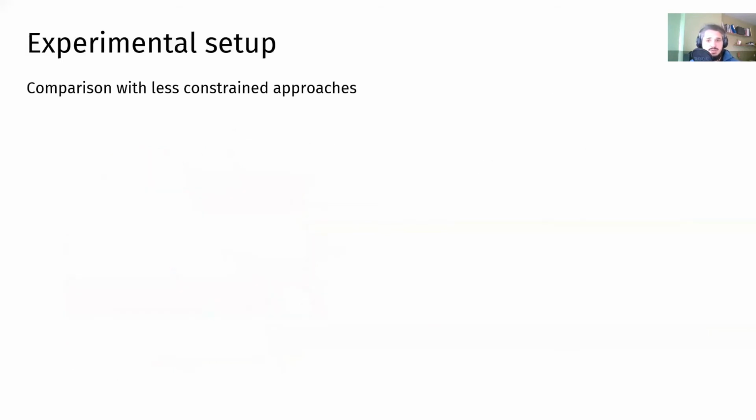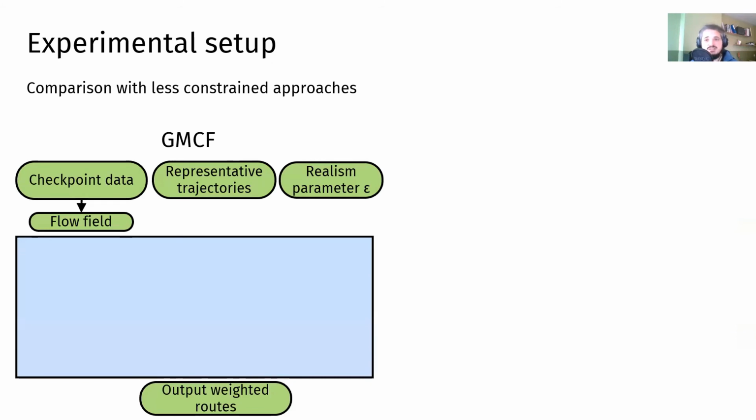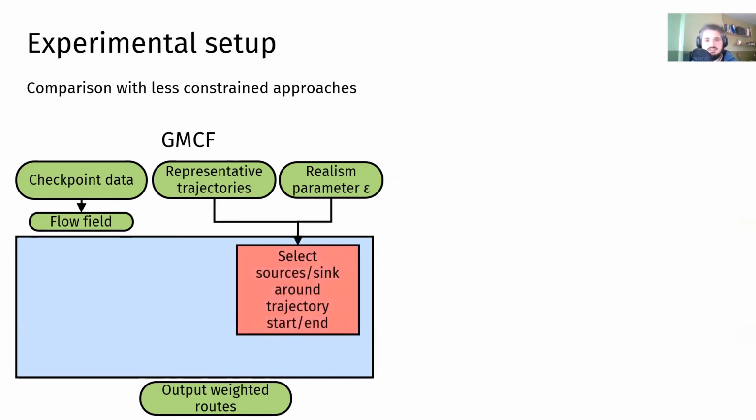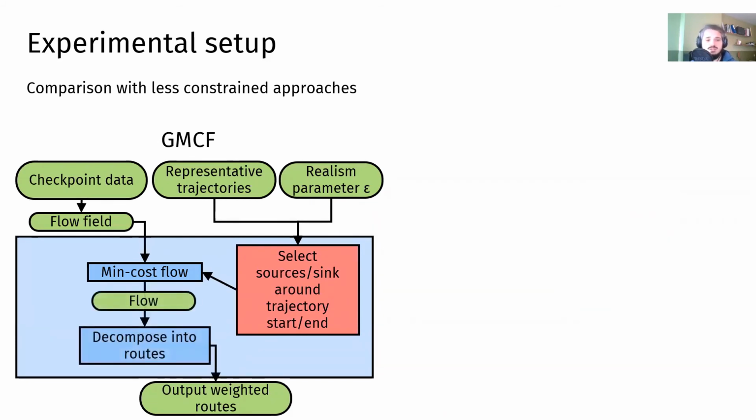And to compare our approach to some other baseline approaches, we propose two baseline approaches, namely one based on global min cost flow that essentially is much less constrained when it comes to this realism, namely simply select some sources and sinks around our trajectory start and end, and we feed this in a min cost flow algorithm, which gives us a flow, and we can then decompose this into weighted routes.